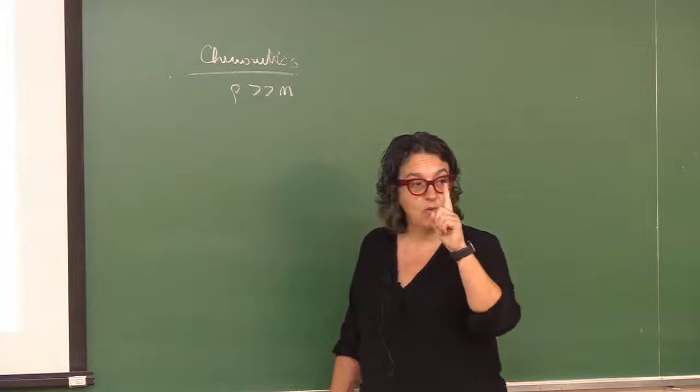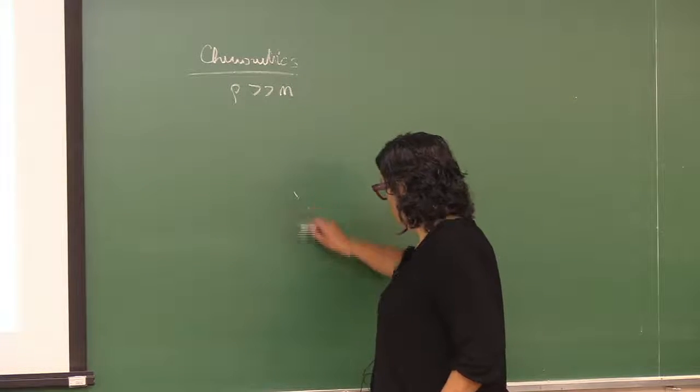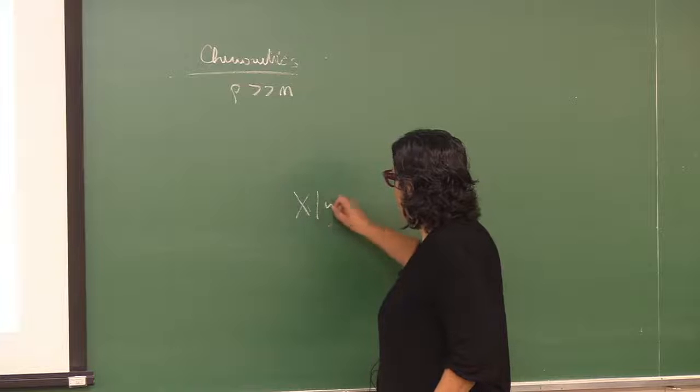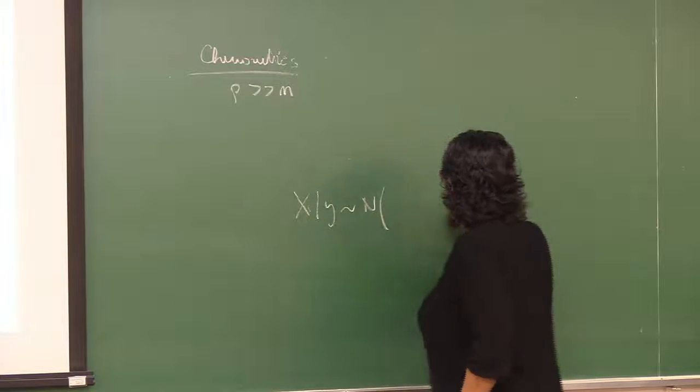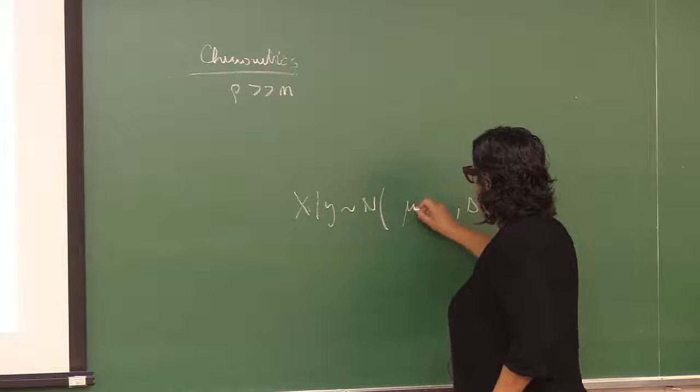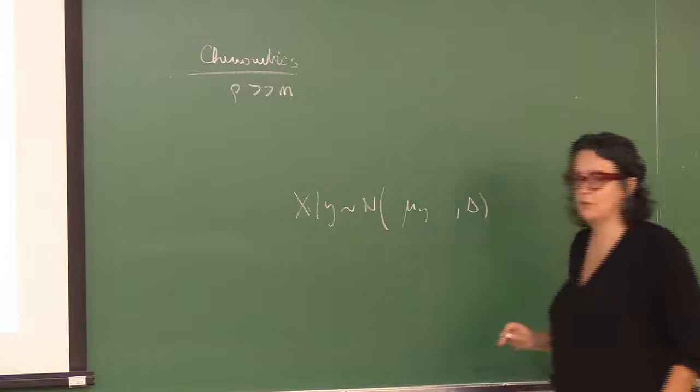I will tell you only one result. Suppose that the model for X given Y is normal with constant variance, and the mean depends on mu Y. It's something that depends on mu Y. You don't know what.